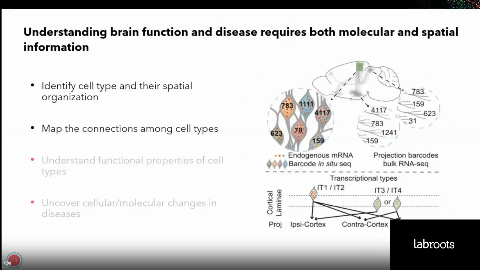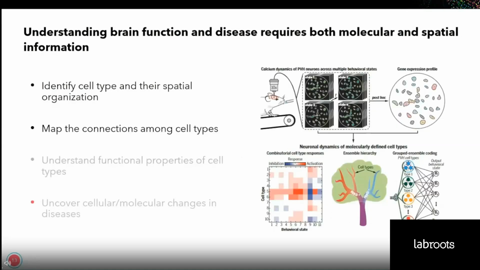Secondly, spatial genomic approaches can help map the connection of different cell types. This work developed BARseq by combining viral tracing, next-generation sequencing, and in situ sequencing, which enables high-throughput connectivity mapping of molecularly distinct neuron types. As another example, this work combines in vivo calcium imaging and post-hoc multiplex FISH imaging, which is a very powerful approach to link the activity of molecularly defined neuron types to certain animal behavior.